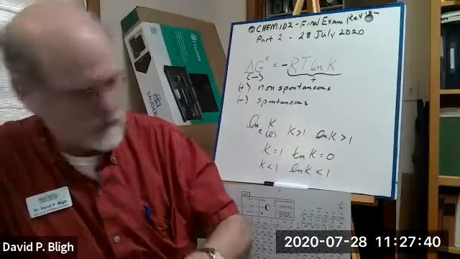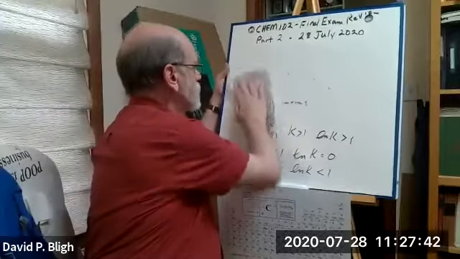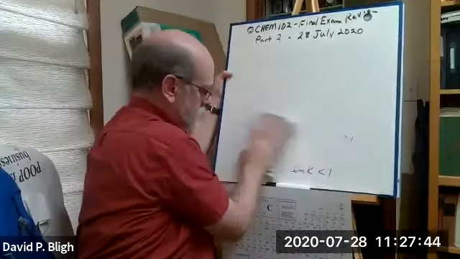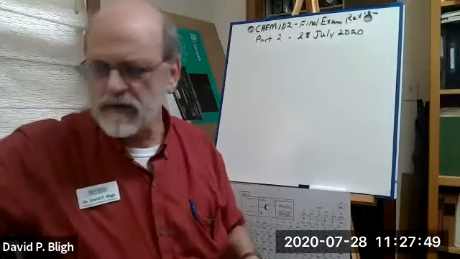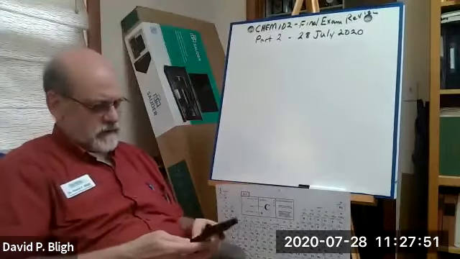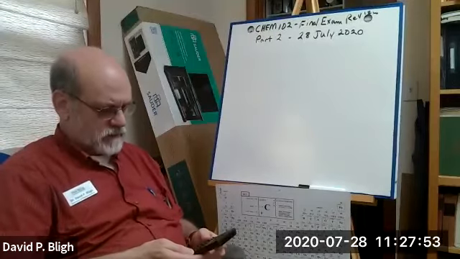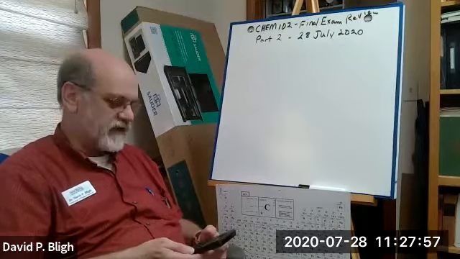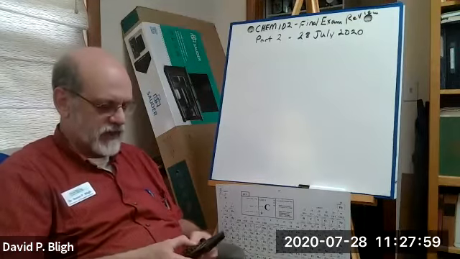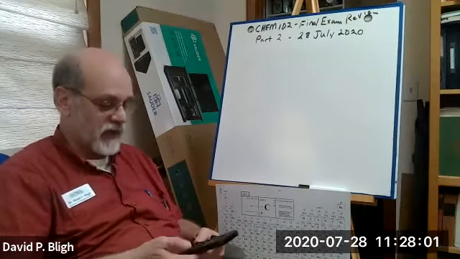All right. Let me just do a quick calculation to see if that's right. I think it's right. So if K is greater than 1, let's say K is 2, I'll take the natural log of it. Yep, that's a positive value.